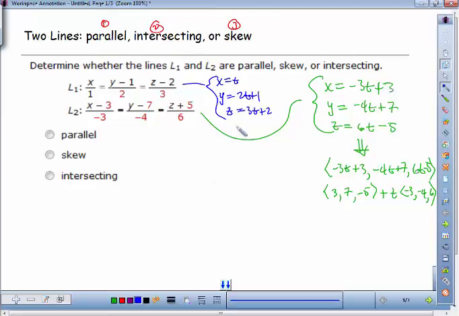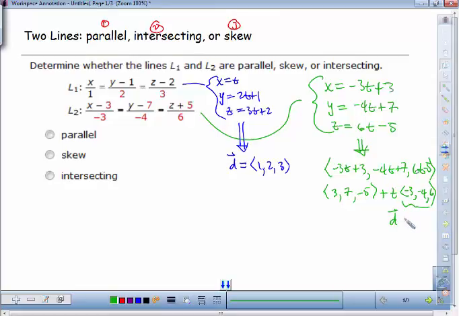So without doing much of the other work, I'm just going to pull out the direction vector here. D is equal to the coefficients of t, 1, 2, 3. Just to be clear, maybe I should call it D sub 1 and D sub 2. D sub 2 is minus 3, minus 4, and positive 6. And D sub 1 is 1, 2, 3.